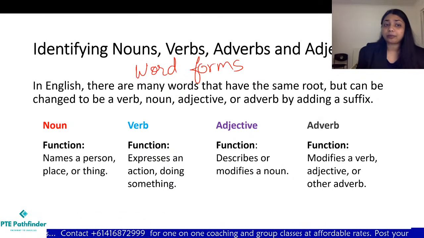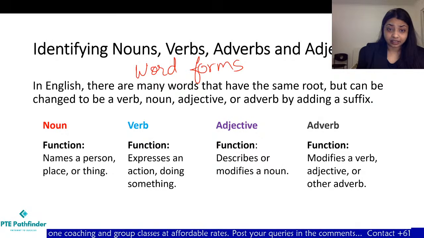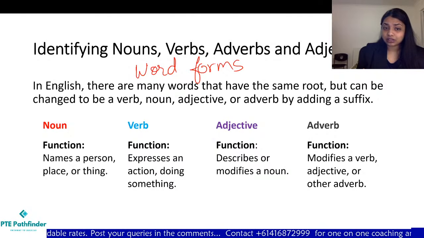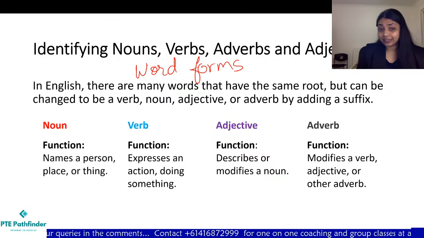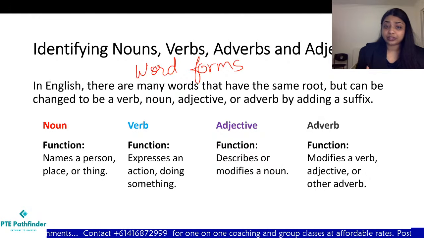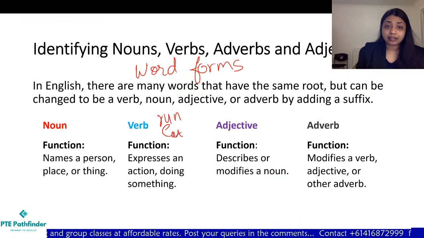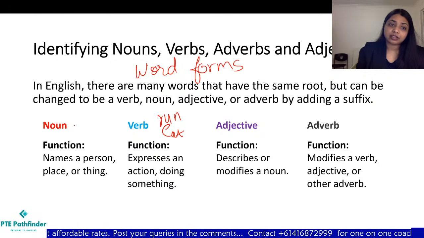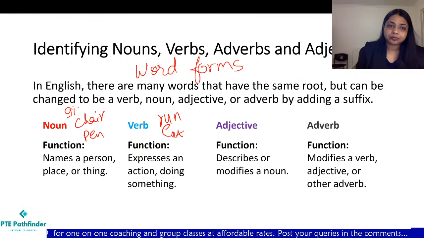So basically, when we talk about noun, we are looking at the name of a person, place, or a thing. When we are talking about a verb, so verbs are actions. So any word that is expressing an action or that is describing a person is doing something, that is called as a verb. So for example, we have words like run or eat. They are all verbs. When we talk about nouns, it can be anything, name of a person, place, or a thing. So it could be, let's say, a chair, a pen, a girl, etc.